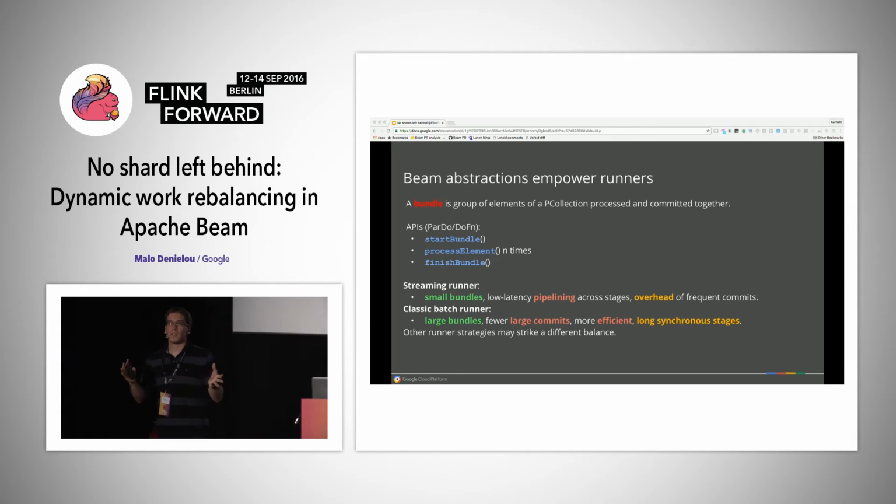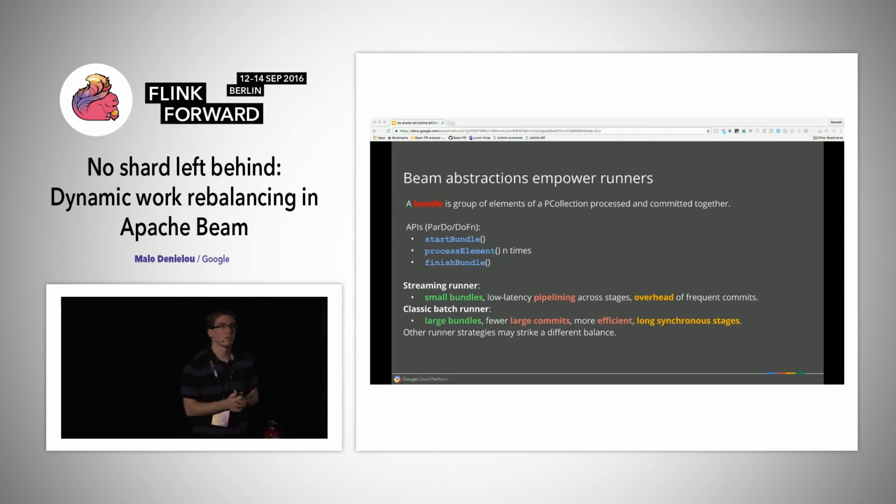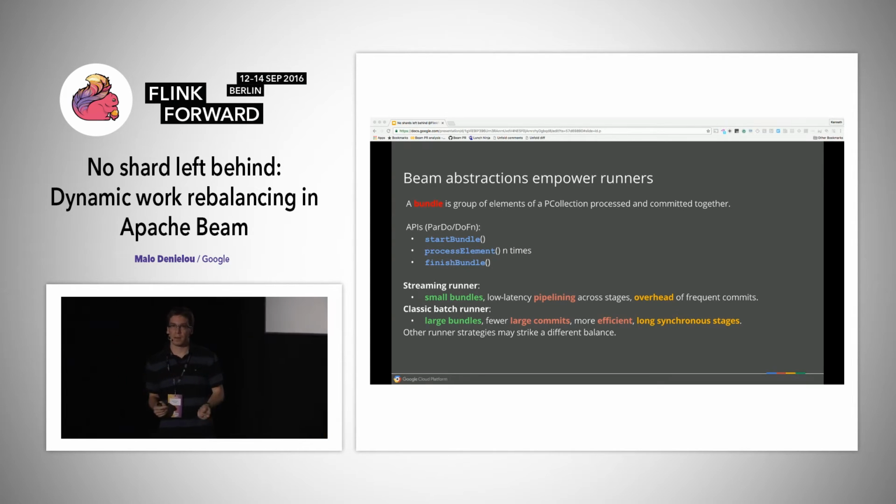PCollections are the main abstraction for data in Beam, and a PCollection is a set of elements, right? And we have in the Beam model this notion of bundle. And what is a bundle? Well, it's a group of elements within a PCollection that are going to be processed and committed together. And the Beam model does not specify how big those bundles should be, because it's up to the runner to decide. And so it gives this flexibility to the runner.